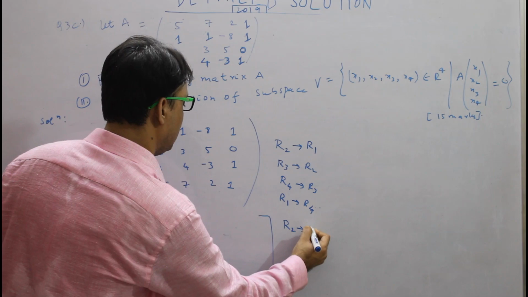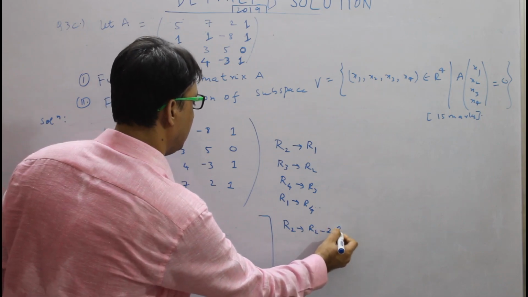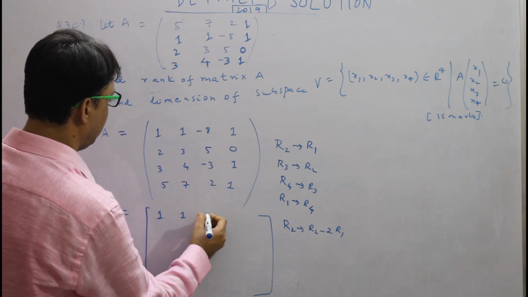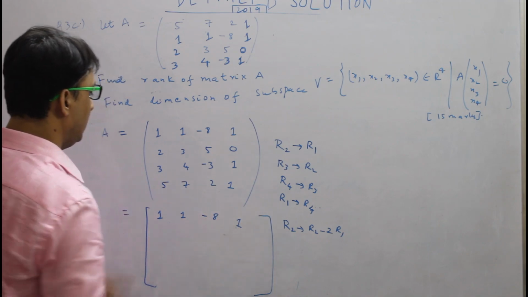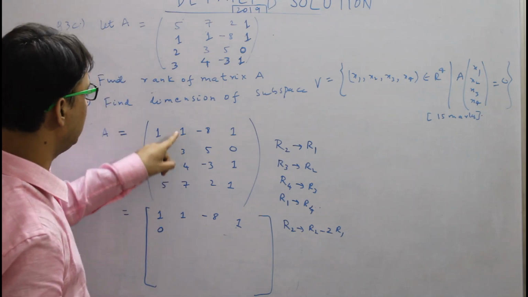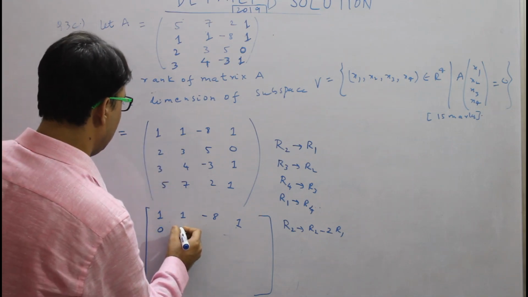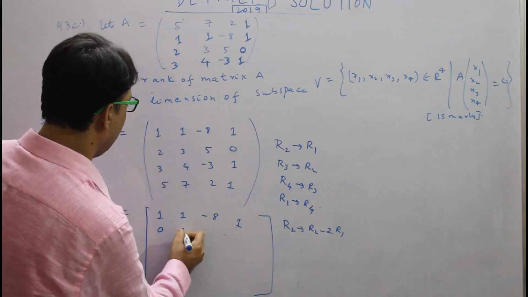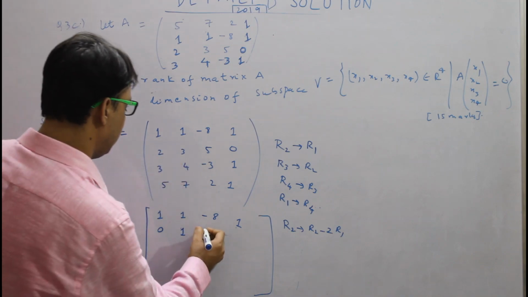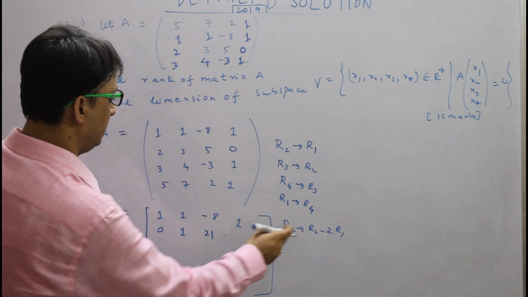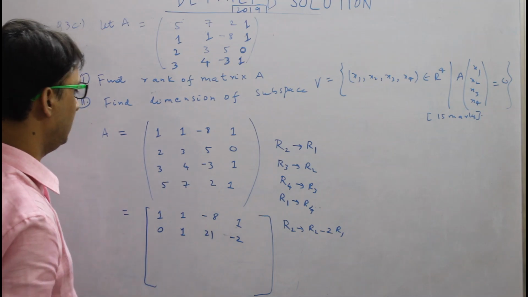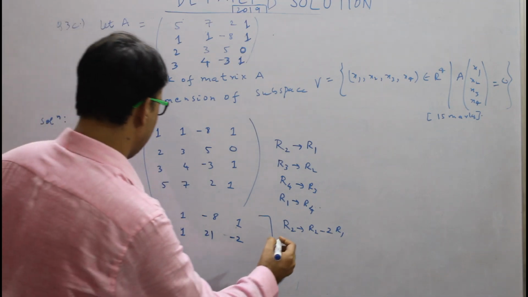We can write R2 is equal to R2 minus 2 times R1. So we can just write R1 whatever it is. Now in this operation, 2 minus 2 is 0. 3 minus 2 is how much? 3 minus 2 is 1. 5 minus 16, so this gives me minus 11. So 0 minus 2 is minus 2. Now I am going to operate this over here.